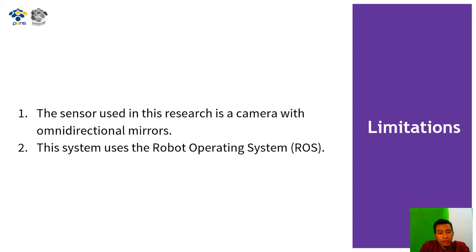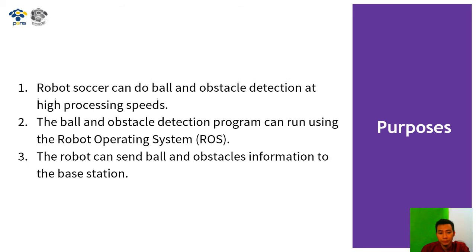We have two limitations. The first is that the sensor used in this research is an omnidirectional camera, and the second is that this system uses ROS. The purpose of my research is that the robot can do the ball and obstacle detection at high processing speed, the ball and obstacle detection can run using ROS, and the robot can send ball and obstacle information to the base station.